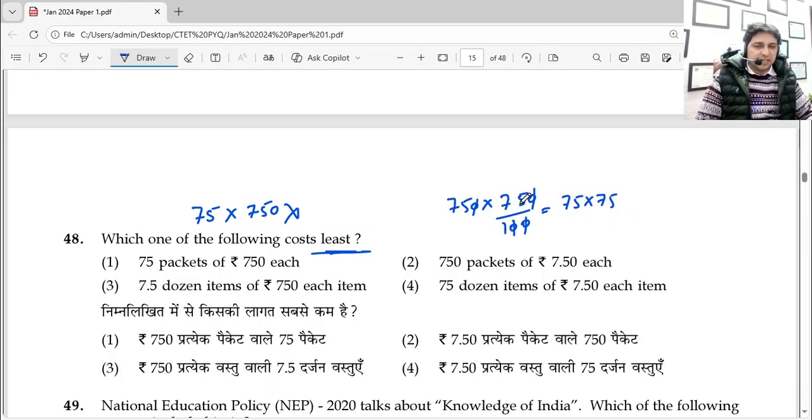The same thing as this. But then again it is per dozen, not each item. So in option number 3, it is 75 into 75 into 12. So this is also not the answer. Here we have 75 into 75 by 10, but again multiplied by a dozen, 12.